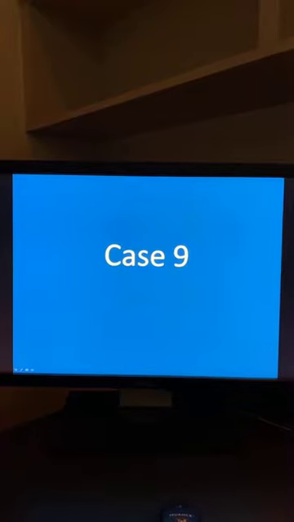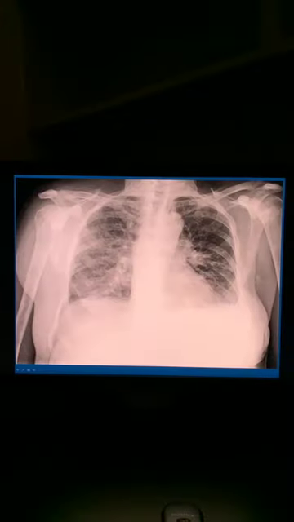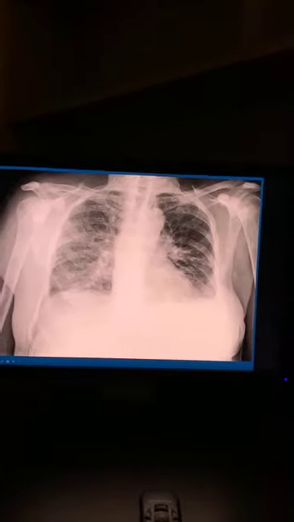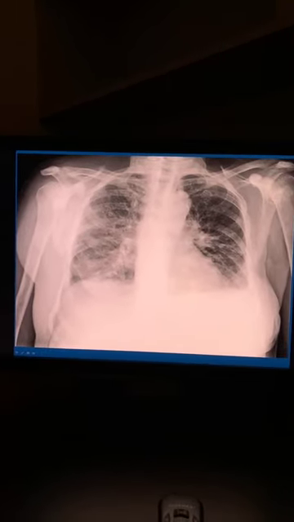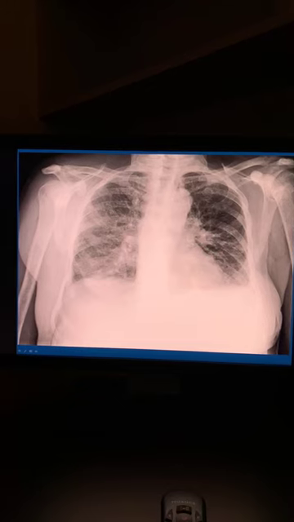Case number 9, I think this is the wild card now. Yeah, this is the wild card. Who wants it? Who wants it? Who thinks that they know chest X-rays now? I can tell a lot from this examination right here.